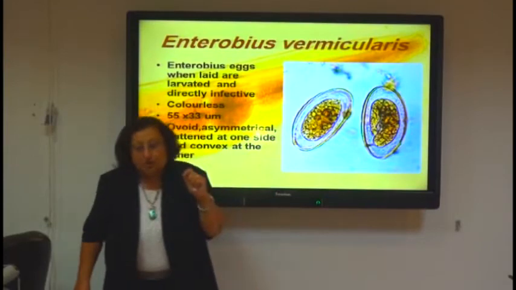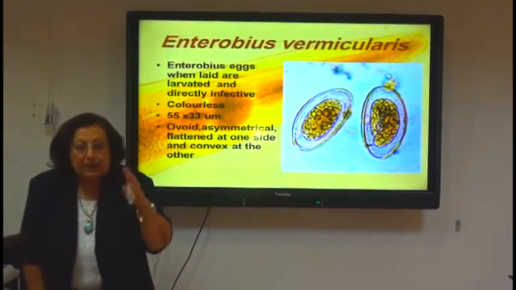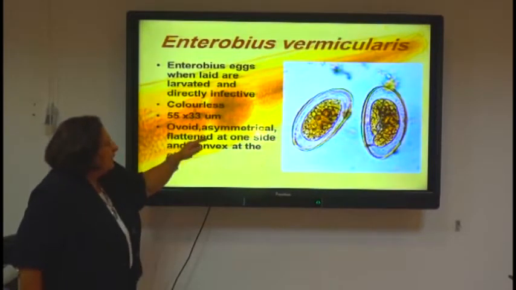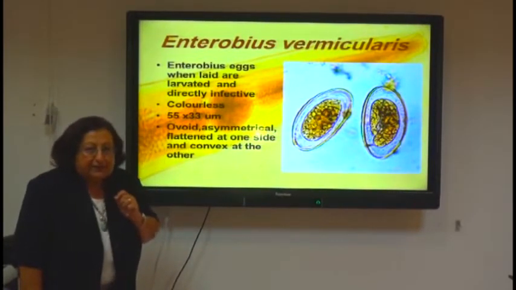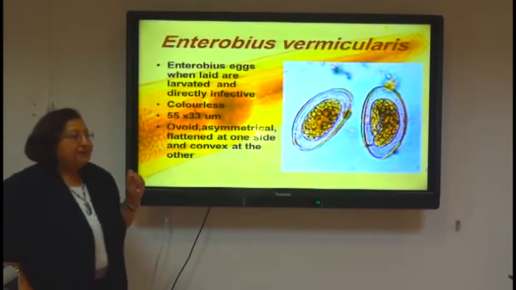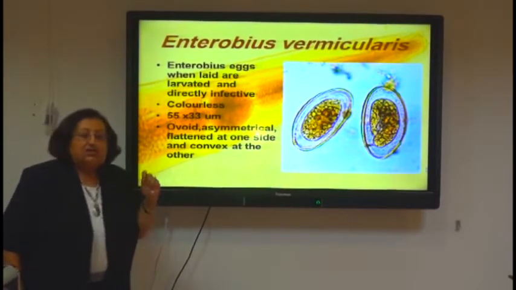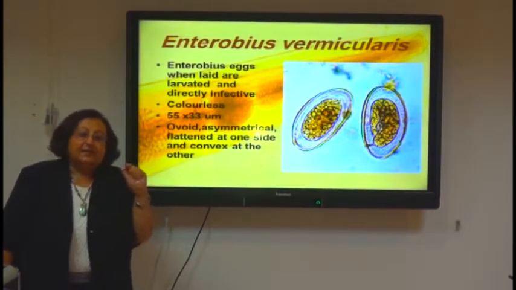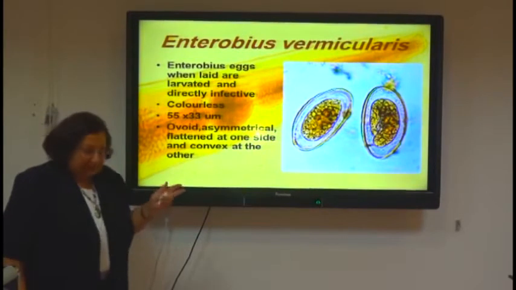As regards the measurement, they are around 55 microns in length by 33 microns in breadth. So these are the characters, and of course we know that for each egg we have to know the characters: the size, the shape, and the content.